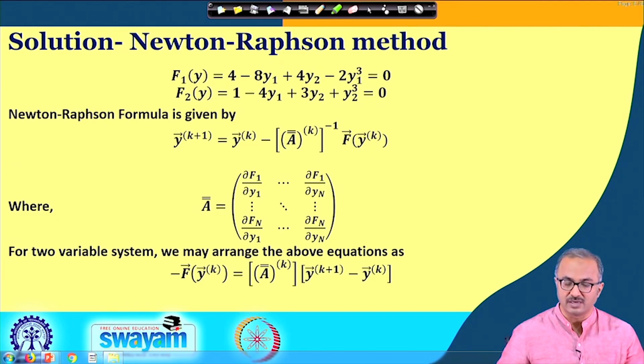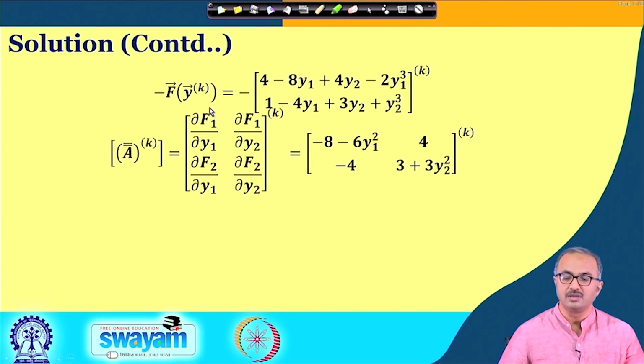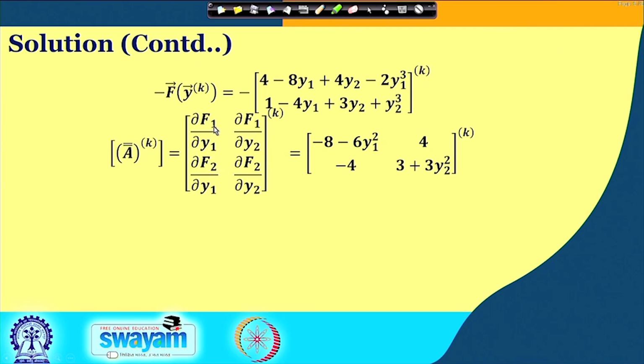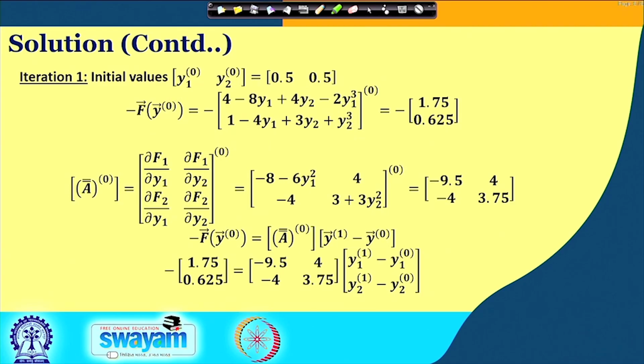So, let us rearrange it and we get this particular Jacobian matrix. This is the function matrix and the Jacobian matrix, as I told you. If you take the derivative with respect to y1 and y2 for both the functions, we obtain this as the Jacobian. And this is the vector of the functions. Now, let us take the initial guess values as 0.5, 0.5, as we did for the previous solution by successive substitution.